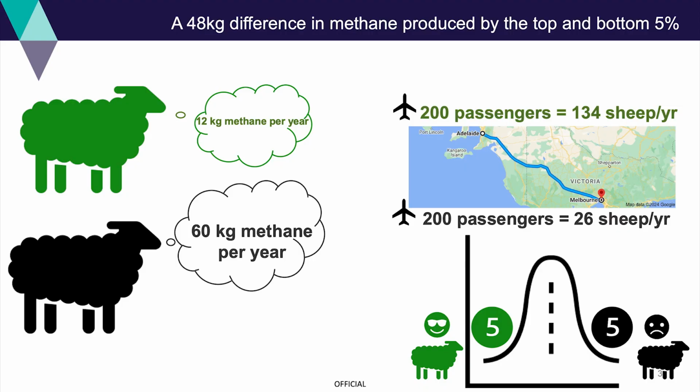Now, my flight from Melbourne to Adelaide yesterday was pretty full. There were around 200 passengers on the flight, and I worked out that this was roughly equivalent to 134 of those green sheep. And obviously, the black sheep were up the front enjoying the high life, because it's only about 26 of them. So, big difference there. And if you want to think about your cost in terms of flying in sheep terms, this is the way that you do it.